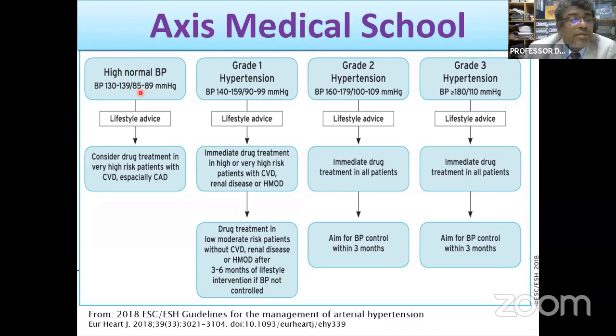There is a lifestyle adaptation, but lifestyle modification is needed in all cases. Along with lifestyle modification, we have to consider drug treatment in very high risk patients. If the patient has atherosclerotic cardiovascular disease risk factors, you can start an antihypertensive drug. Otherwise, lifestyle modification is enough. If the patient is suffering from grade 1 to grade 3 hypertension, lifestyle modification should be given in all three cases. Along with that, if the patient has atherosclerotic CVD risk factors, the patient should have an antihypertensive drug immediately.